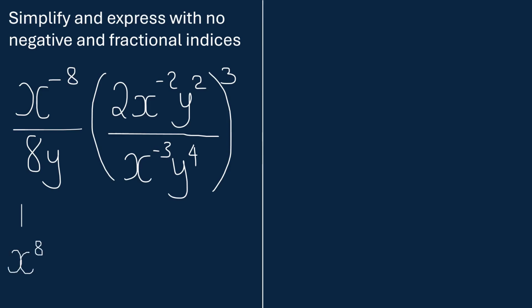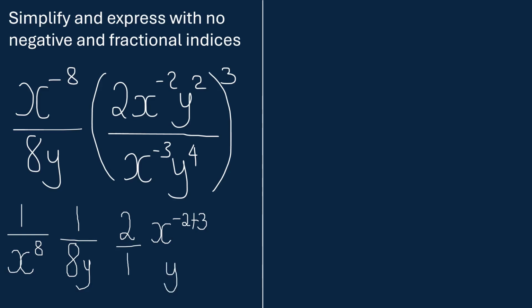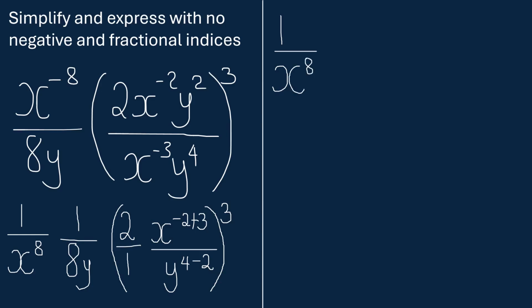How about you try another example? Simplify and express this fractional form to derive a result that does not have negative or fractional indices. Ideally, we should focus on simplifying the term inside the bracket before expressing the simplified form to the exponent 3 outside the bracket.